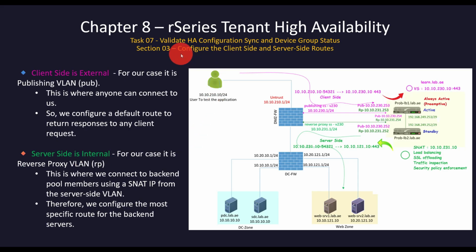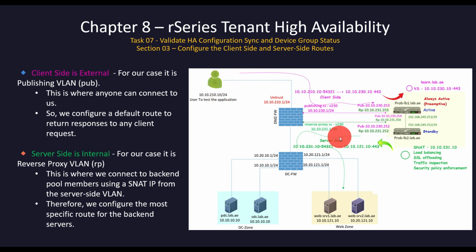Next, we will define both the client side and server side routes. These routes are shared traffic failover objects. We have to create them in the active tenant and sync them from the active tenant to the standby tenant. As you know, the client side is external. In our case, it is the publishing VLAN. This is where anyone can connect to us. So we will configure a default route to return responses to any client request.